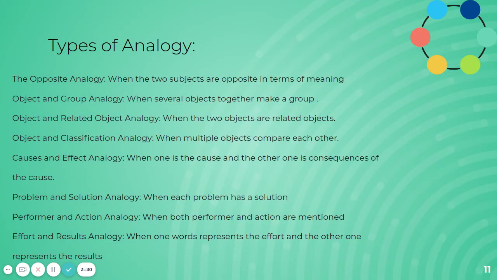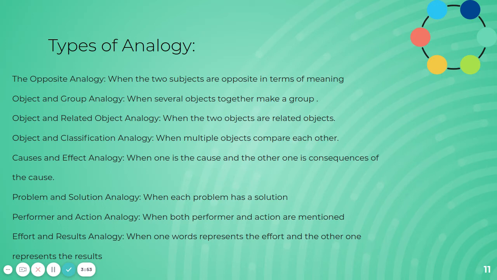Types of analogy. The opposite analogy, when two subjects are opposite in terms of meaning. Object and group analogy, when several objects together make a group. Object and related object analogy, when the two objects are related objects. Object and classification analogy, multiple objects compared with each other.